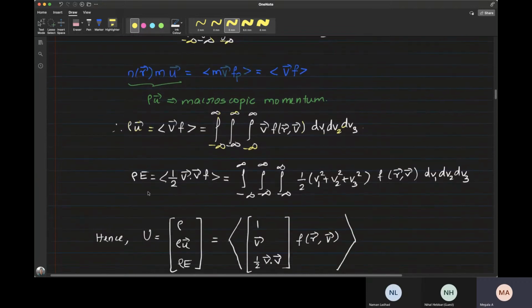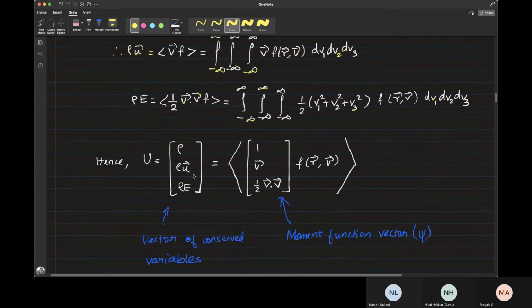And the macroscopic energy is given by this integral: half into v dot v, vector dot vector, into f. The integral of that gives the macroscopic energy, the total energy, not the specific energy. So you do the dot product of microscopic velocities and multiply with f to get the macroscopic energy. So your conserved variable vector consisting of rho, rho u, and rho e can be written as this.